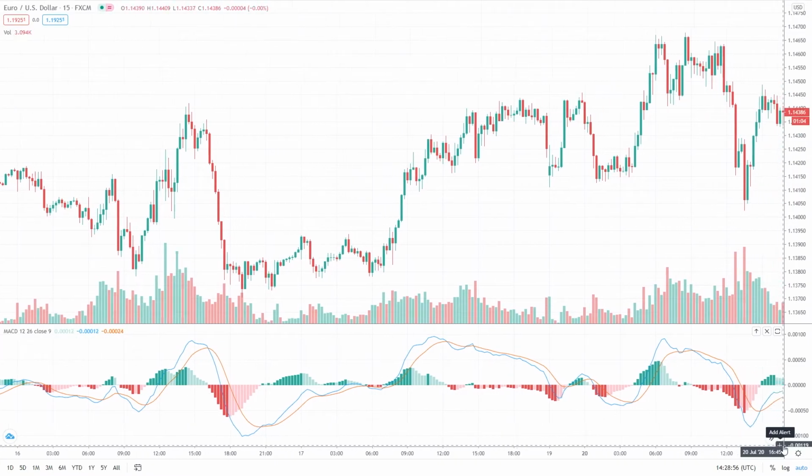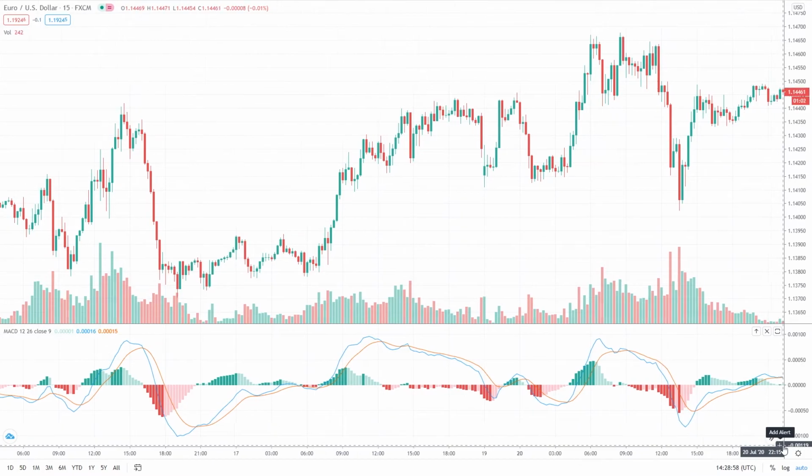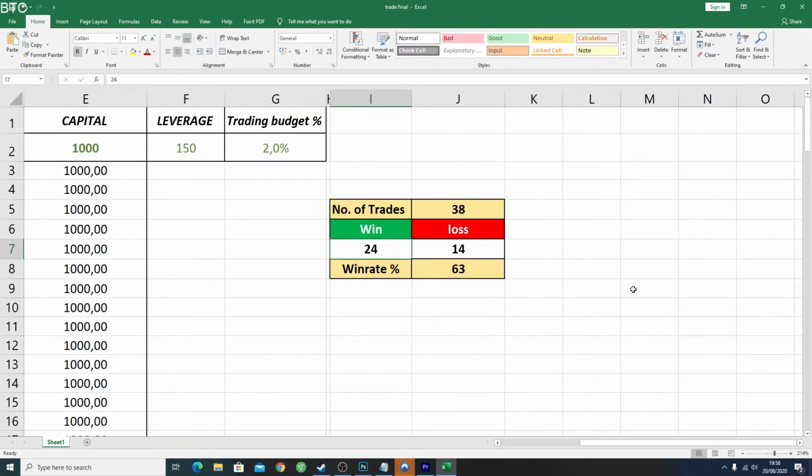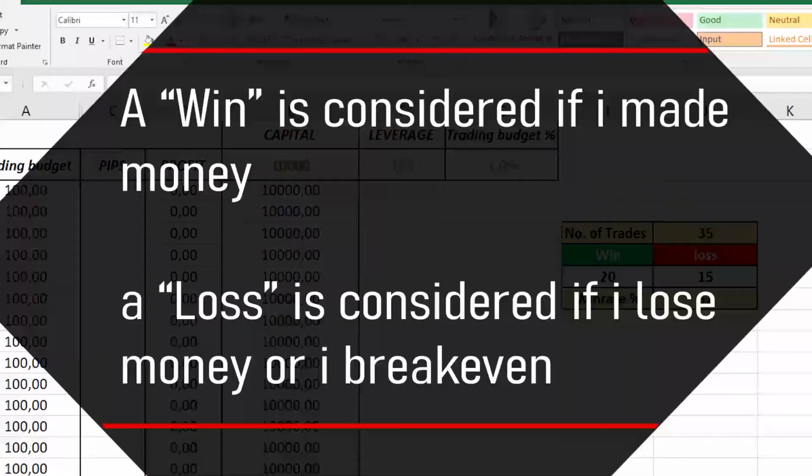I'm gonna be using the EUR/USD 15-minute chart for this backtest. So here's an Excel sheet that I created to record this backtest. Here I can insert how many wins and losses I already got, and it would automatically calculate the win rate. So I'll consider a win if I make a profit. It does not matter how many pips I got. If I got a profit, I'll consider it a win. However, if I get a loss or a break even, I'm counting it as a loss.